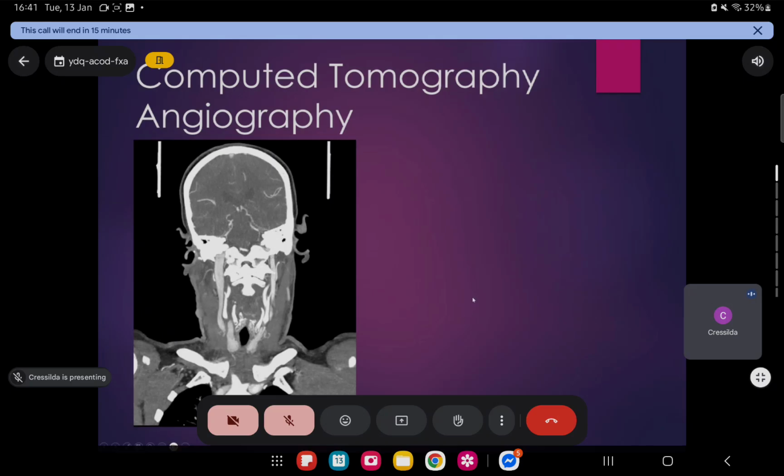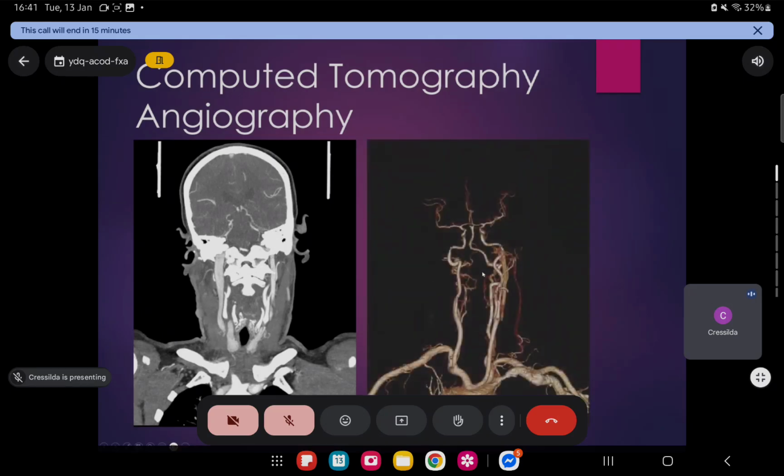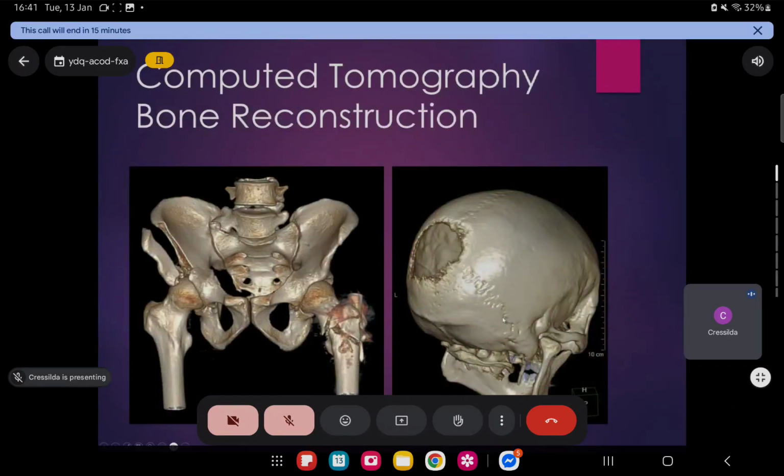And then post-processing would be done, and then we're able to remove everything else so that we can see only the arteries. We can also do bone reconstruction, such as this patient, wherein there is a very severe fracture in the left femur. And then here there is a large lytic lesion. This patient unfortunately was due to metastasis in the occipital bone.